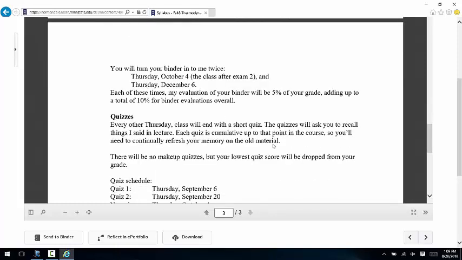Okay, here are the two dates for turning in the binders. The first one is October 4th.